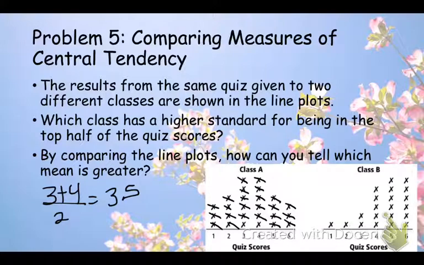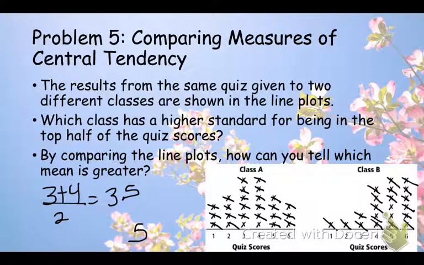For class B, again, canceling numbers out to find the middle. And I've got 2 values of 5, so my median for my class B is 5. So for this particular set of data, class B has a higher standard for being in the top half of their quiz scores.